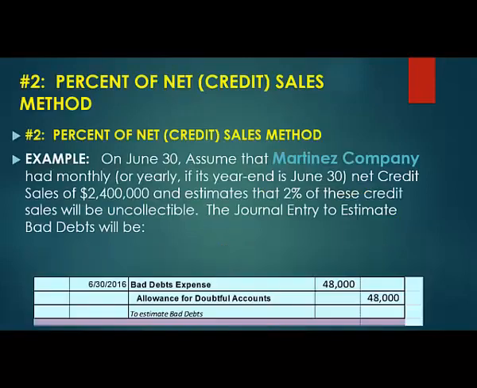All right, so let's look at them. On June 30th, Martinez Company had monthly or yearly if it's year end. If its year end is June 30th, net credit sales of $2,400,000, and it estimates that 2% of these credit sales will be uncollectible. The journal entry to estimate bad debts is 2% of $2.4 million or $48,000. Simple, right? You don't have to take into account the beginning balance, you just book the percent of sales.